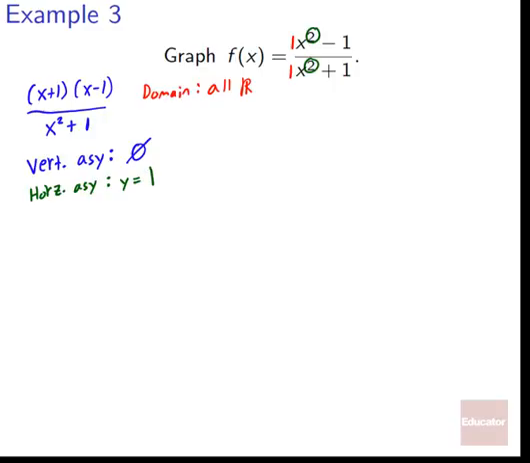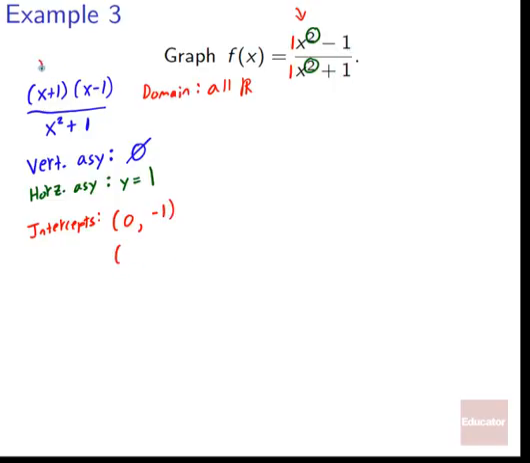Let's look at what our intercepts are. Can we get a y-intercept? Yeah, we have no problem plugging in a 0. Nothing's forbidden, so we plug in 0. We get 1 times negative 1. Probably easier to actually figure it out from this equation up here. So negative 1 divided by positive 1, or just negative 1.